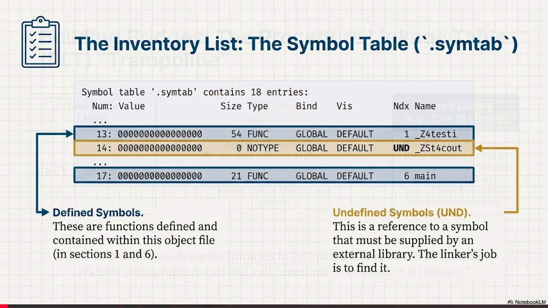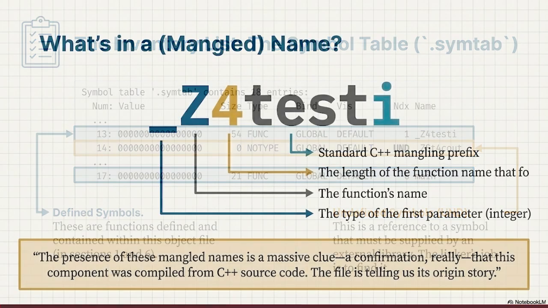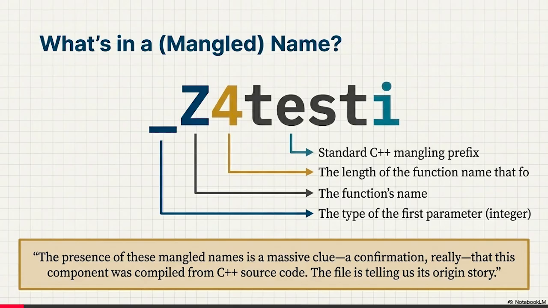Let's look at the symbol table, .symtab. The .symtab is the file's central directory. Its inventory list. It enumerates everything the file either defines or references from the outside. In our file here, the symbol table contains 18 entries. And that list gives us crucial insight into the original program's language and structure. For instance, we see the function main, which is easy, but also these cryptic namespaced symbols like _Z4testy. Those odd characters, the _Z4testy or _ZSt4cout, that's C++ name mangling in action. It's the compiler's way of encoding a function's parameters and its namespace right into its name.